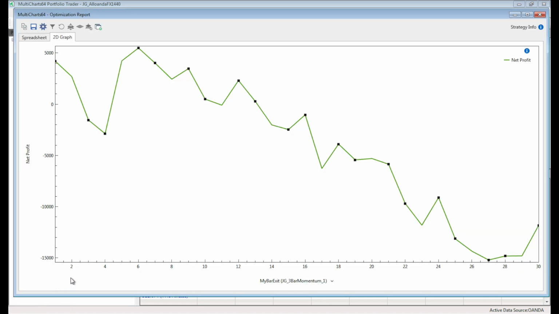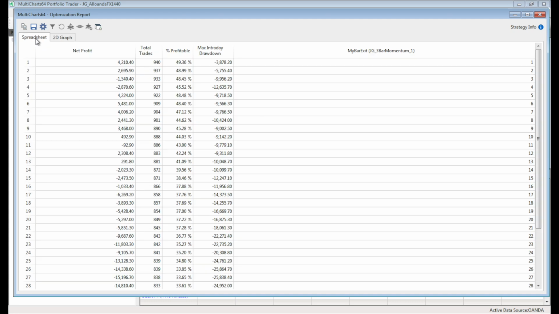And from here we can see we've got net profit on the y-axis, and then down the bottom here we've got the exit duration from 1 through to 30 days. And take note that this is the 0 line of the net profit, so anything below this is actually a losing strategy. So we'll look at it in spreadsheet form.